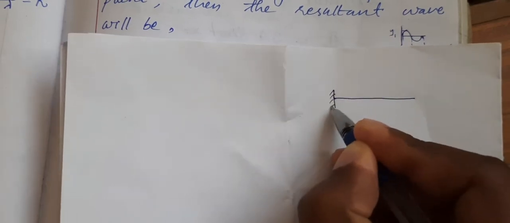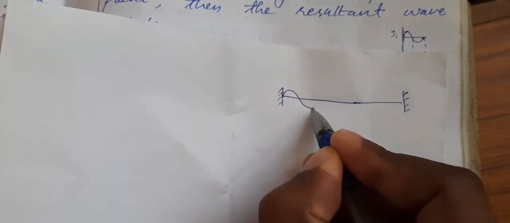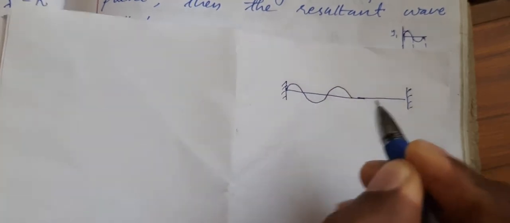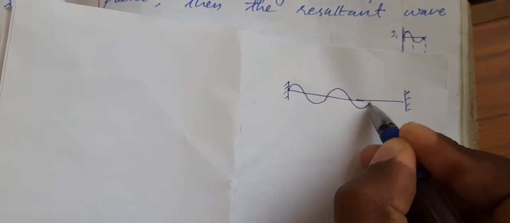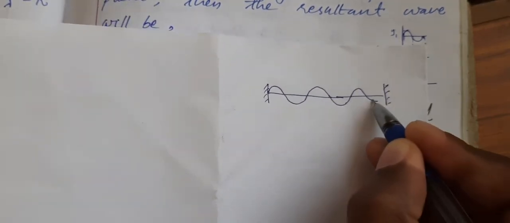So here is a wave pattern. This is our stretched string, and these two ends are fixed. This is the boundary. Now you produce a wave here. This wave goes and is propagated. It reaches here, again it reaches here, and it comes up to the boundary.